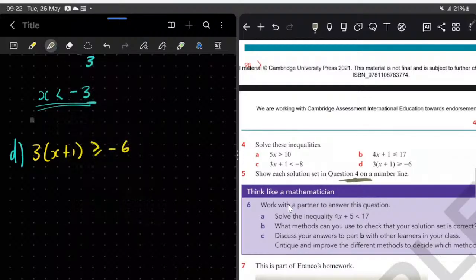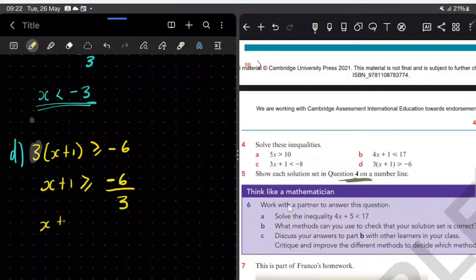So when we are removing, we start with the 3, the number outside the bracket. It's multiplying. It goes to the other side. Here we remain with x plus 1 greater than or equal to negative 6 being divided by 3, okay? 3 goes to the other side to divide. We will now have x plus 1 is greater than or equal to negative 6 divided by 3, which is negative 2.